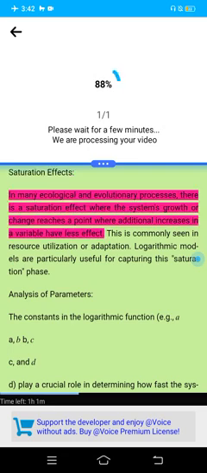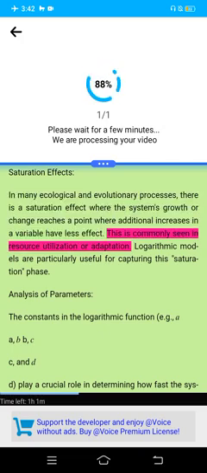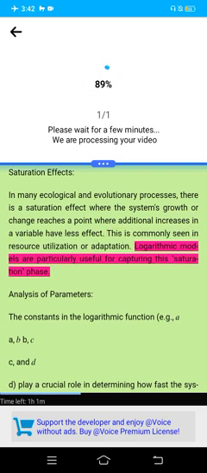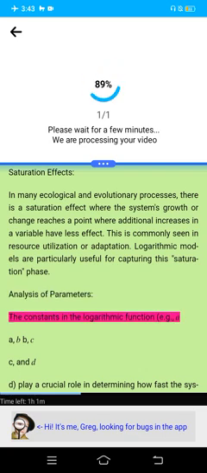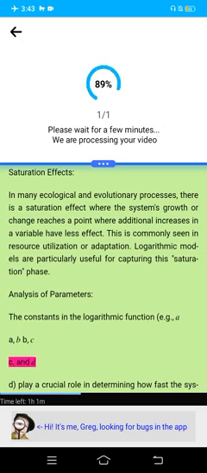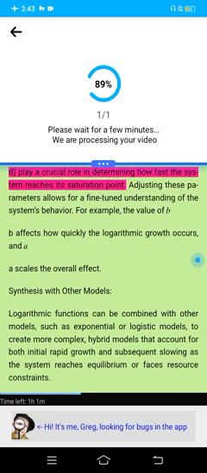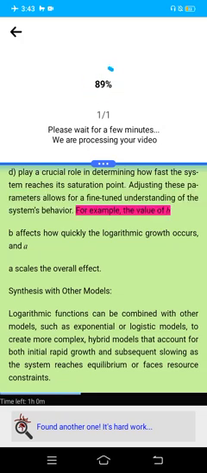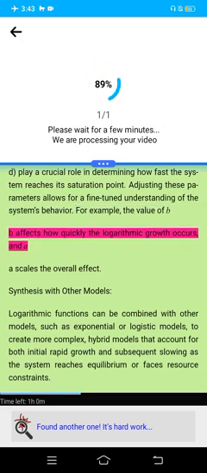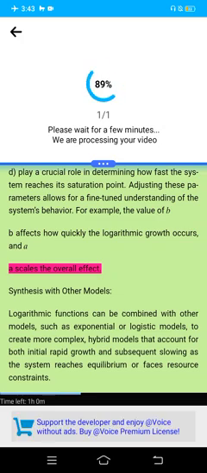Saturation effects. In many ecological and evolutionary processes, there is a saturation effect where the system's growth or change reaches a point where additional increases in a variable have less effect. This is commonly seen in resource utilization or adaptation. Logarithmic models are particularly useful for capturing this saturation phase. Analysis of parameters. The constants in the logarithmic function, e.g., a, b, c, and d, play a role in determining how fast the system reaches its saturation point. Adjusting these parameters allows for a fine-tuned understanding of the system's behavior. For example, the value of b affects how quickly the logarithmic growth occurs, and a scales the overall effect.